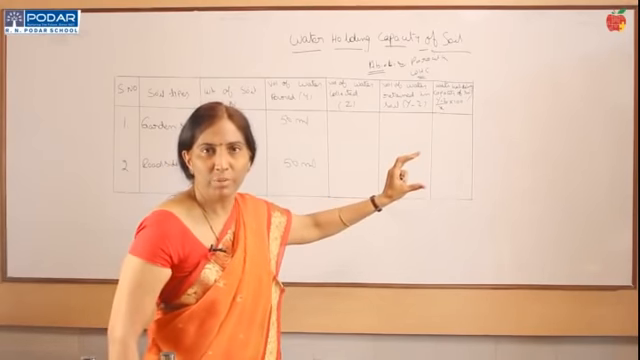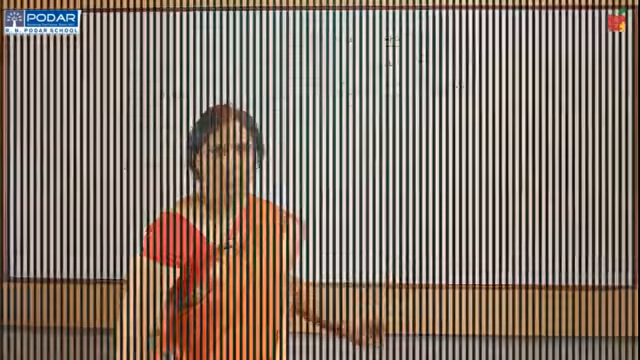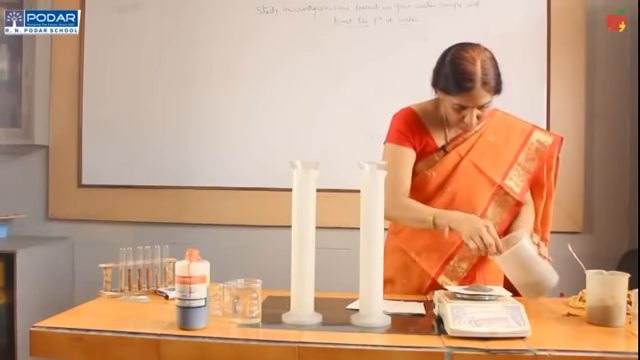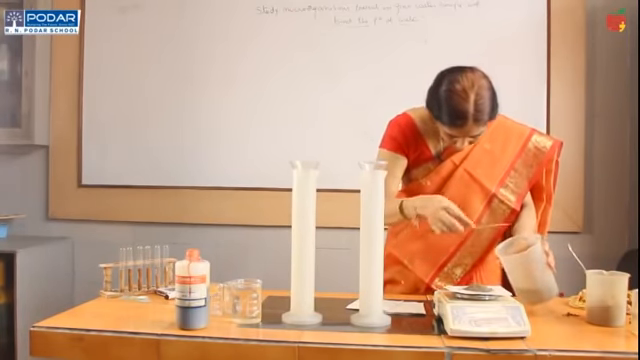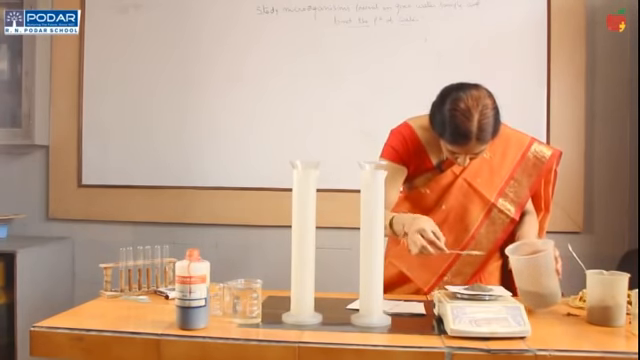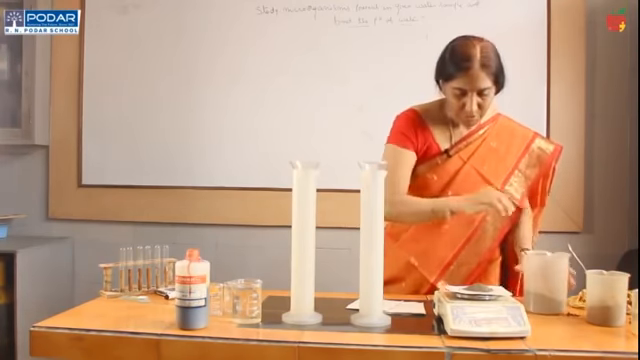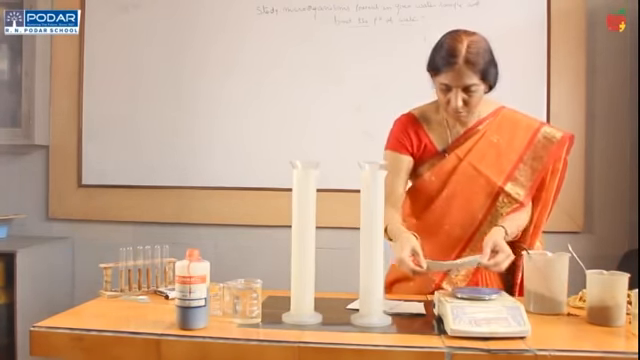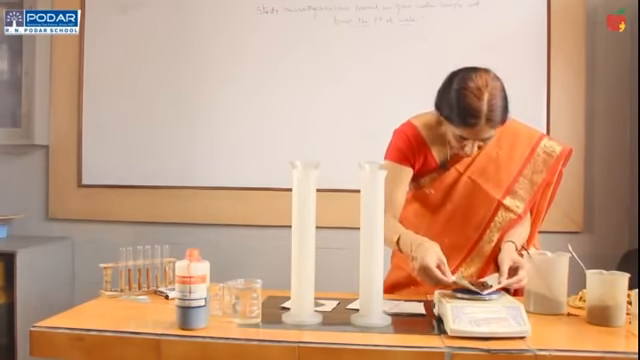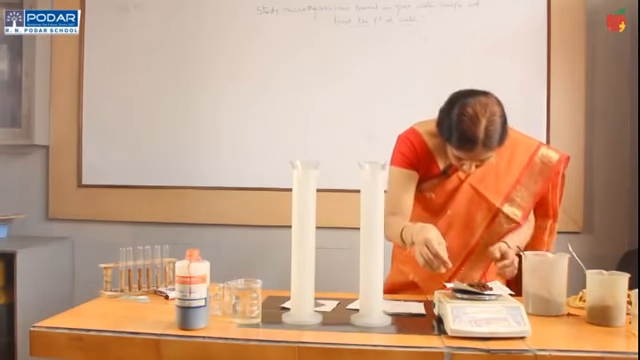So, let us perform the experiment. We are taking two soil samples of equal weight. I am taking 25 grams of roadside soil with the help of a spoon. 25 grams of roadside soil, I am keeping it aside. Then I am taking 25 grams of garden soil also, approximately.